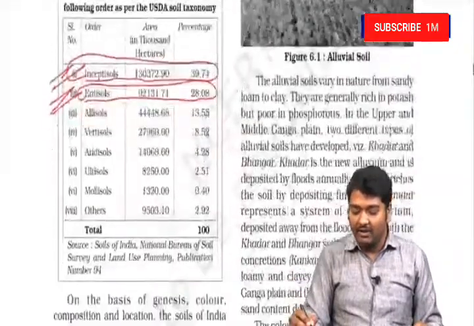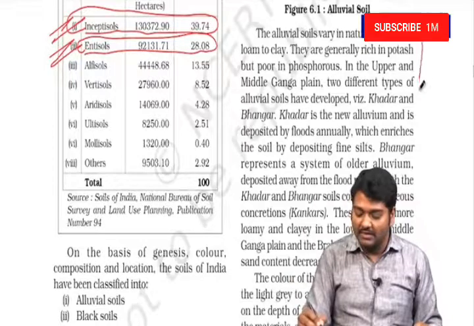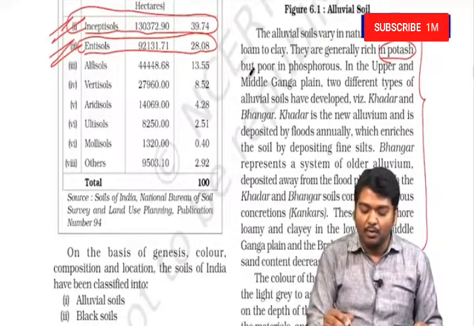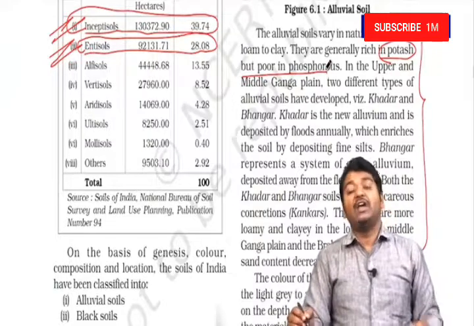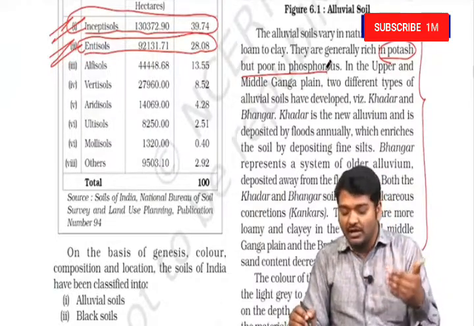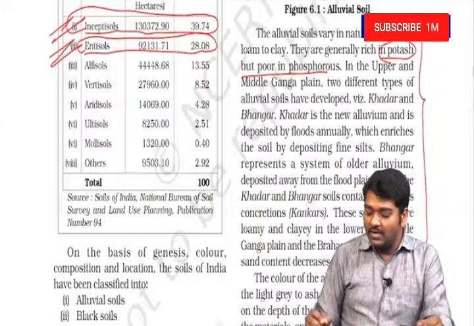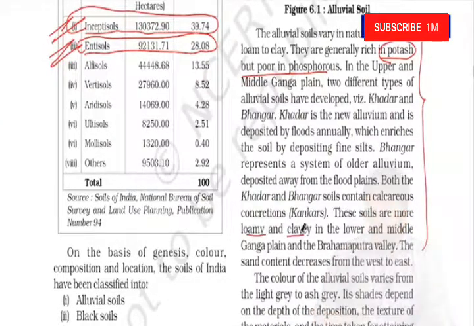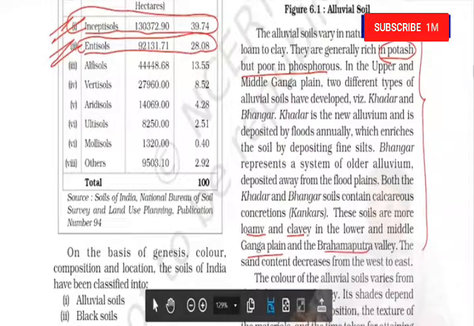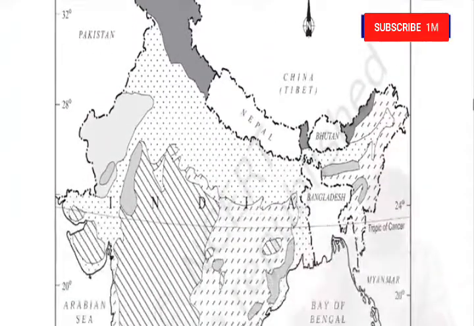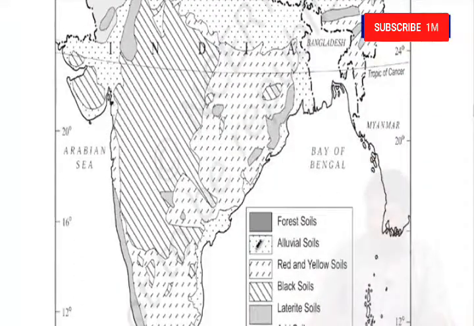And when we are talking about the alluvial soil, I have given these names. What is more important? It is rich in potash but poor in phosphorus. So we have to apply phosphorus to alluvial soil. And then we need to read about the loamy and clayey soil, which is usually present in the Ganga plain and the Brahmaputra plain. What is more important for us is that in the map we need to identify how alluvial soil looks. This is how the alluvial soil is present.